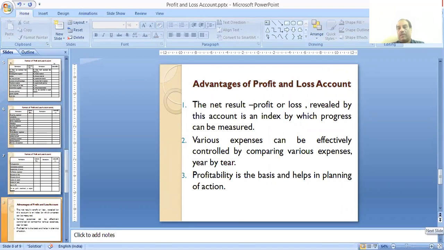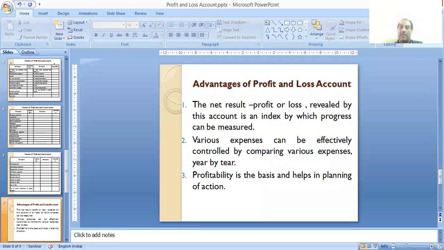What are the advantages of profit and loss account? We prepare profit and loss account to ascertain the net profit and net loss. Ultimately, it is the net gain, net profit, net loss in which the proprietor is interested. Gross is not always the right indicator of profit and loss. So the net result, profit or loss, revealed by this account is an index by which progress can be measured. It helps in assessing the true, real progress of the business. If there is a net profit or net loss, on that basis we can say that the business is progressing or the business has failed to progress.